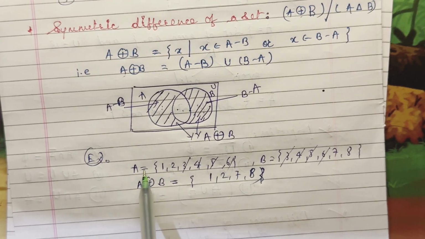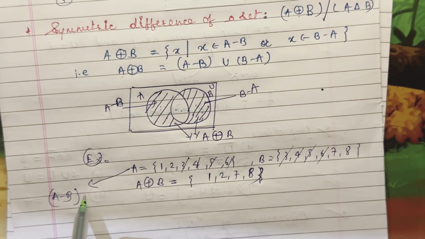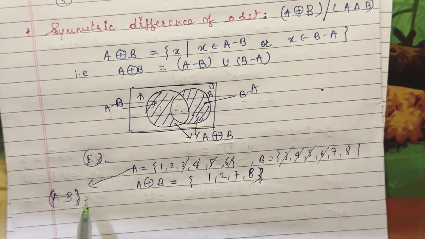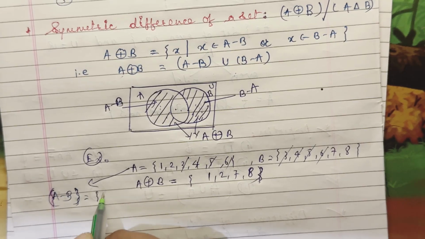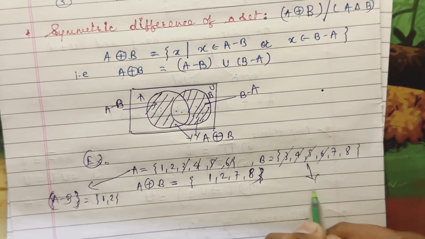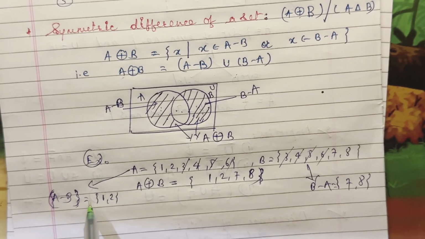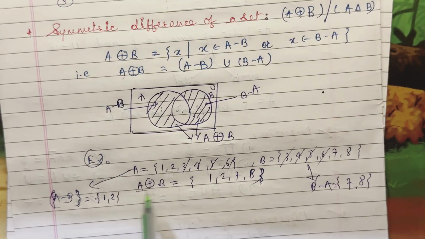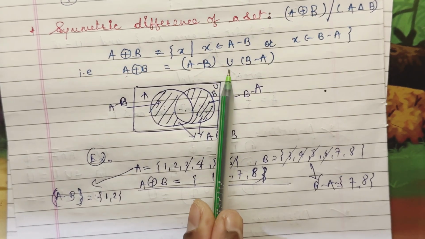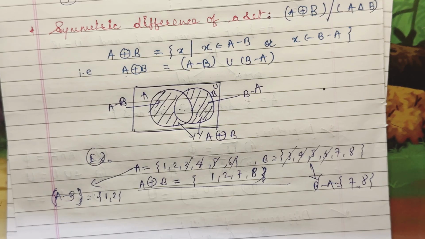In other words, you can first find A minus B. What are the elements in A minus B? 1 2. And the elements in B minus A are 7 8. These are the two sets of elements present here, and we take their union as A direct sum B. So 1 2 7 8 is the symmetric difference of the two sets.